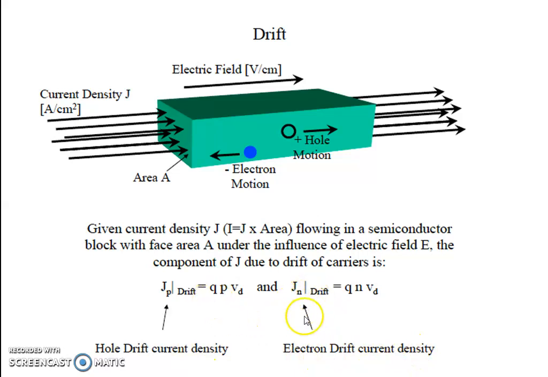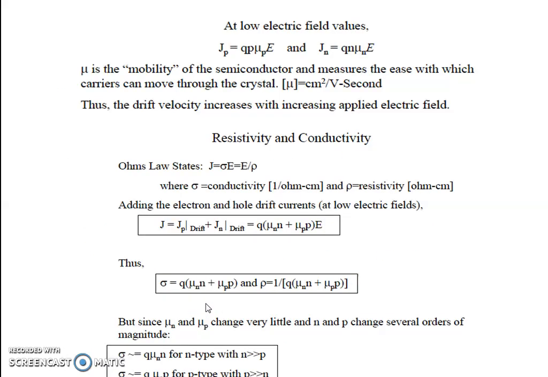If it is intrinsic, it will be the same. If it is extrinsic, the N type will have more drift current due to electrons, and P type will have more drift current due to holes. These things we have done, but I'll just brush through it. This drift velocity is nothing but the mobility of each electron or each hole times the applied field.